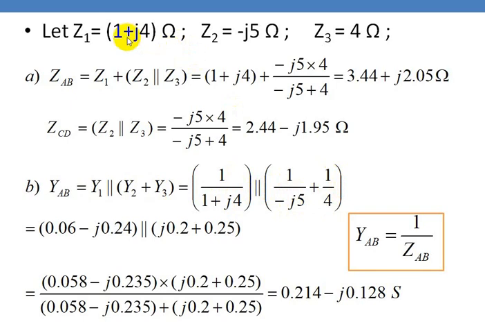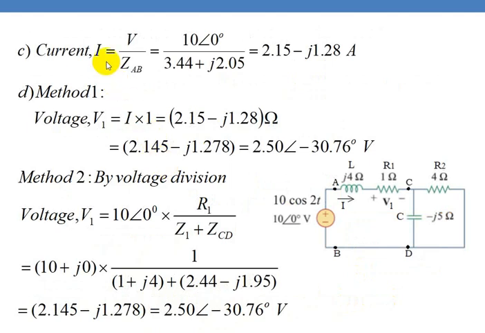That is, the admittance of this is 1 by 1 plus j4, the admittance of this is 1 by minus j5, and the admittance of this is 1 by 4. So now you find out this value and this value. Since you have to find the parallel combination of this, multiply these two and write it in the numerator, and add both and write in the denominator. So you will get this value as 0.214 minus j0.128 Siemens. It is denoted by the letter S, or its unit is also mho. Then coming to the current I.